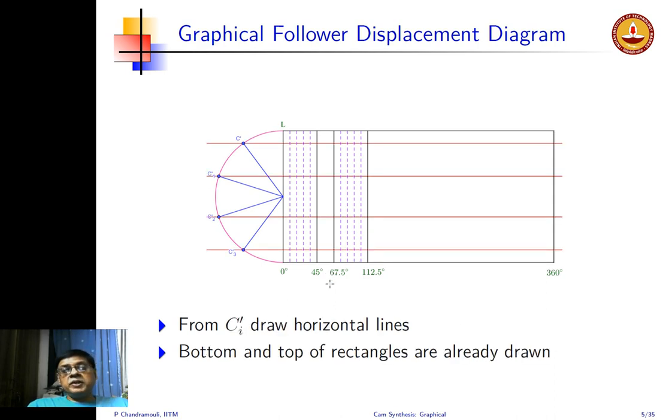Then we draw horizontal lines, starting from these points, parallel to the horizontal axis. You can see the lines I have drawn in red go through C prime, C1 prime, C2 prime, C3 prime. Of course, at the top and the bottom I have not drawn the red lines, but they are also included. The bottom and top of the rectangle are already drawn, so I have not drawn those particular lines.